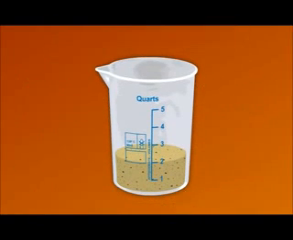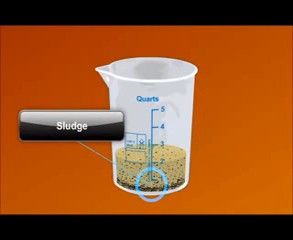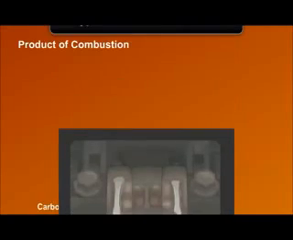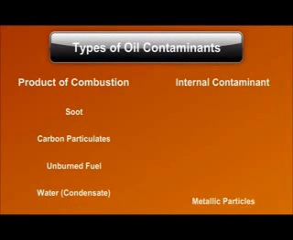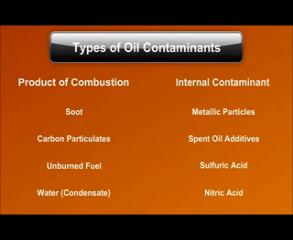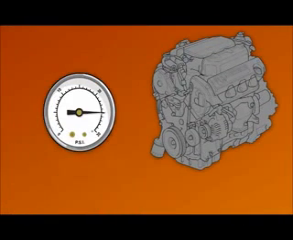When oil remains in the engine too long, these contaminants overload the oil's ability to handle them and form a coating called sludge. This sludge covers internal engine parts, blocks the return path to the oil pan, and reduces lubrication performance. Internal contaminants consist of metallic particles, spent oil additives, sulfuric acid, and nitric acid. These contaminants increase wear on moving parts, leading to greater friction, reduced oil pressure, and component failures.